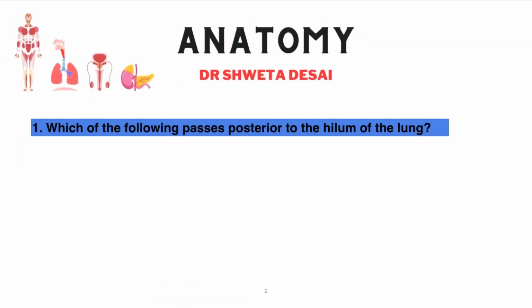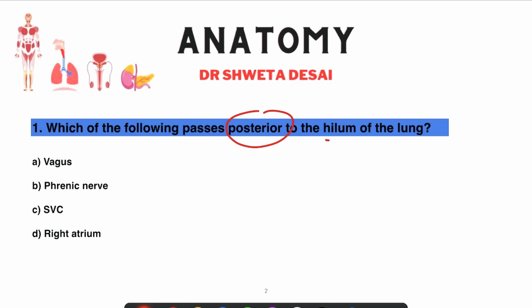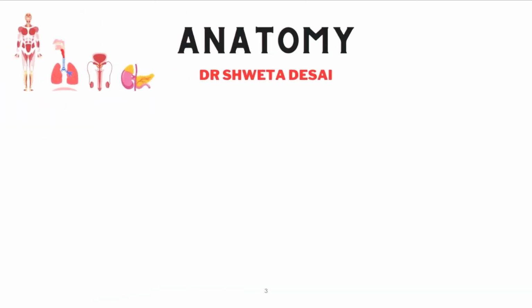Which of the following passes posterior to the hilum of the lung? Vagus nerve, phrenic nerve, superior vena cava or right atrium. Posterior to the hilum of the lung is the vagus nerve. Anterior to the hilum of the lung, phrenic nerve.